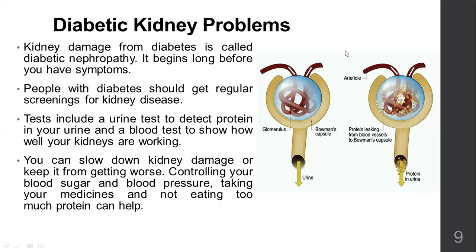Controlling blood pressure is also important. And taking your medications regularly and not eating too much protein can help. Especially once you have been diagnosed with mild to moderate nephropathy, you have to control your protein intake, because when there is too much protein, that's when kidneys will try to get rid of it. So that is diabetic nephropathy.